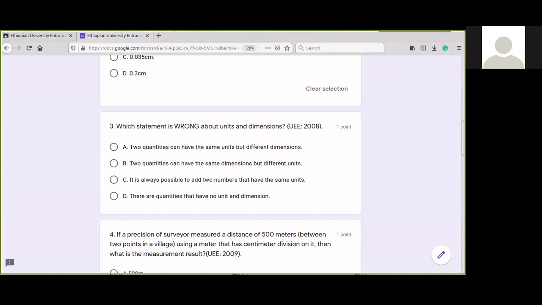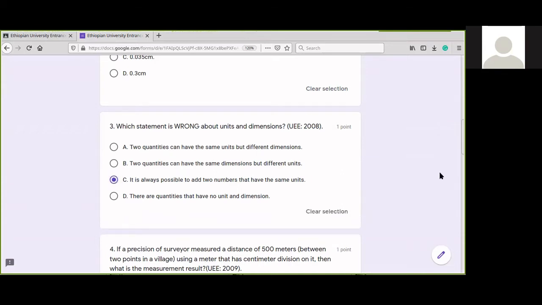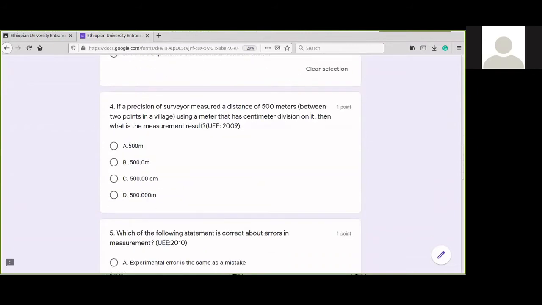C. C, it is always possible to add two numbers that have the same units is wrong. Why? Give me an example for this. Newton meter. Newton meter for work and torque. Yes. Again, you can say speed and velocity, yes? Speed, yes. So option C is wrong about units and dimension. Excellent. Let's see question number 4.